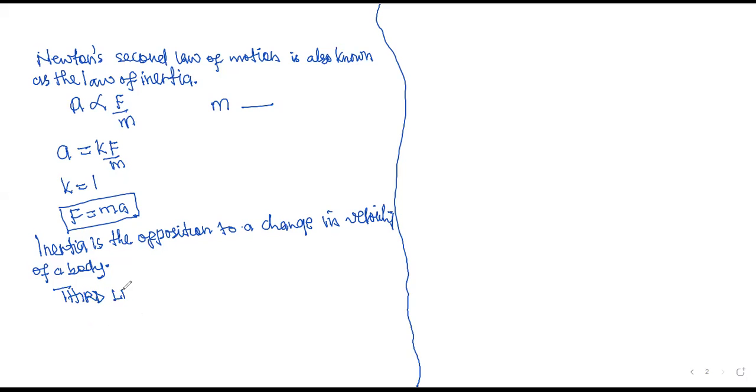Newton's third law of motion talks about two pairs of forces, two pairs of forces which act at the same point. The third law of motion says that action and reaction forces are equal and opposite.